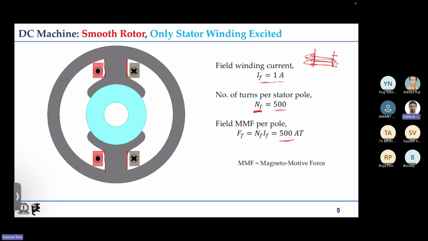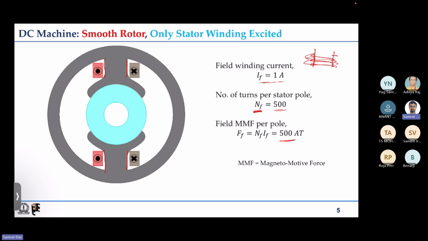Directions are indicated as current directions are indicated with this cross and dot directions. So dot means they are coming out, out from the screen, and cross means they are going into the screen.